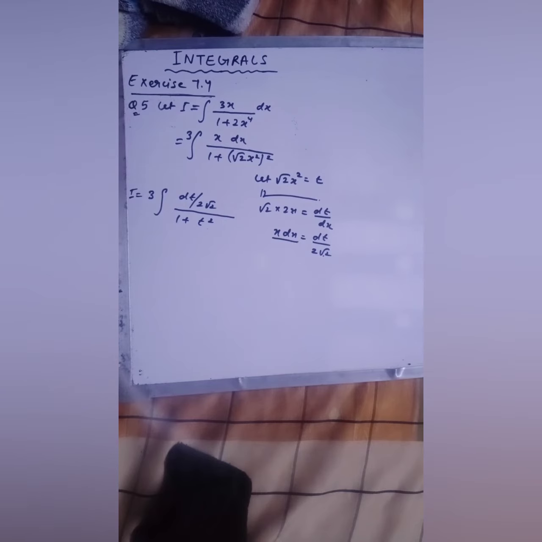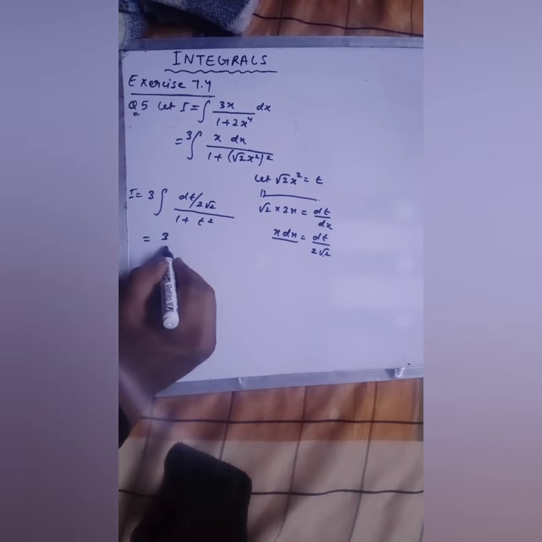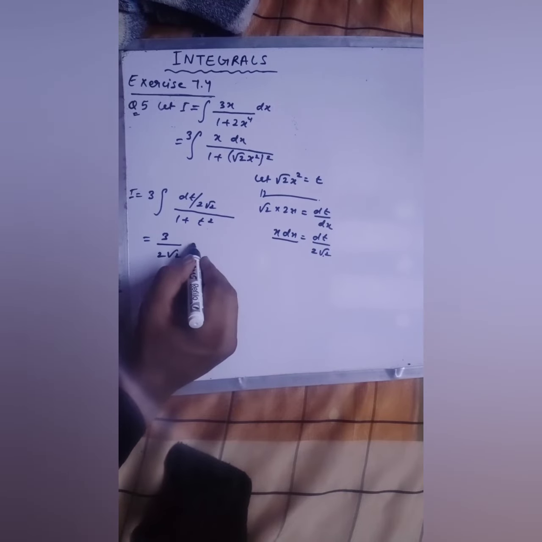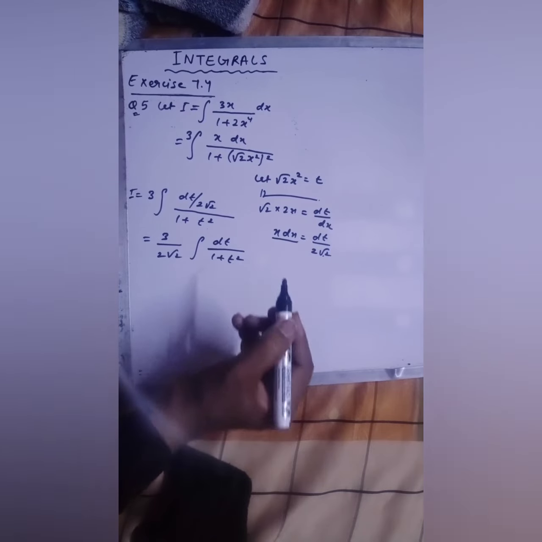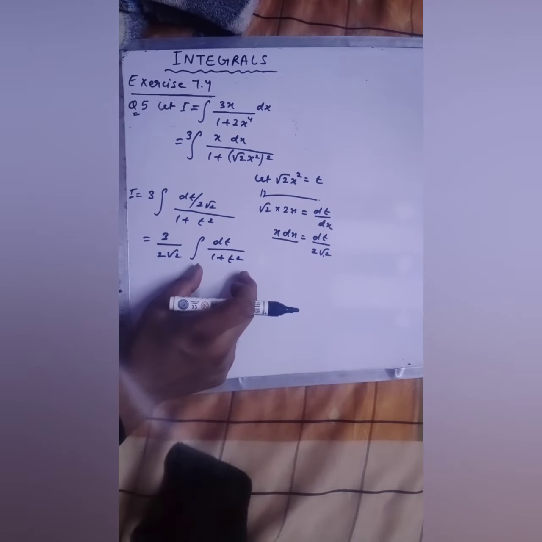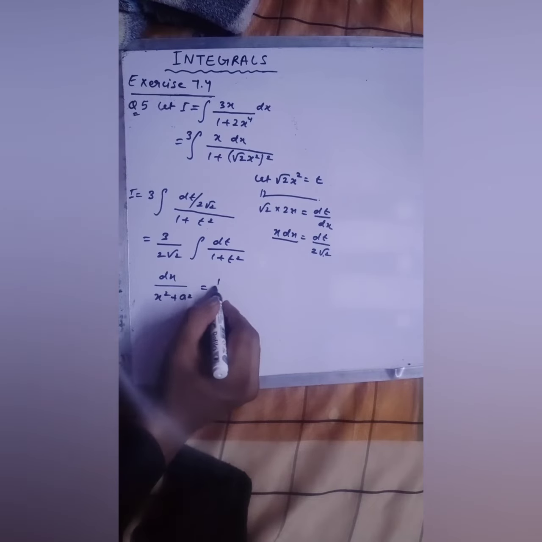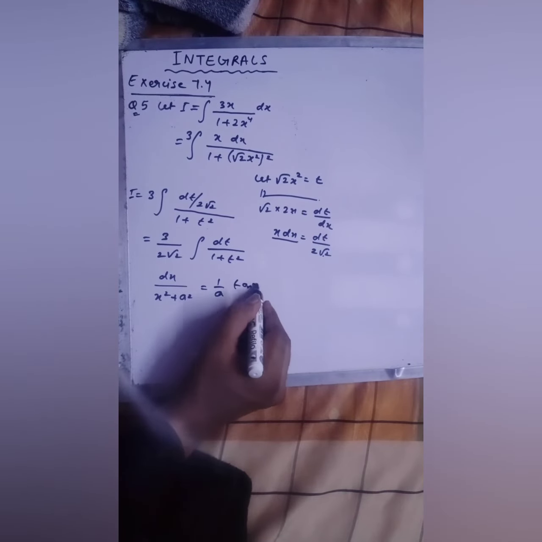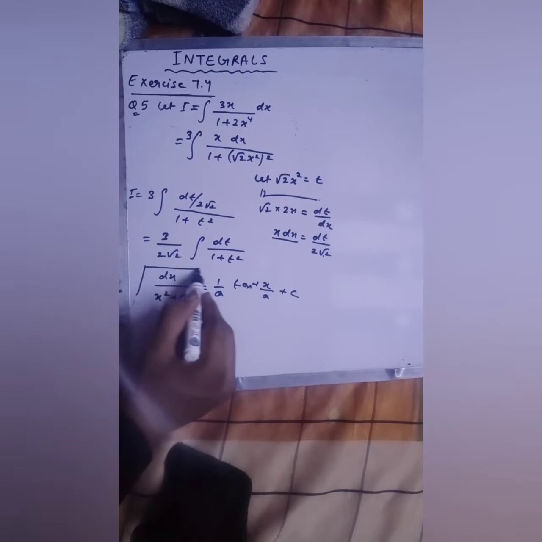Got it? Now this 2 root 2 will come in the denominator. It would be 3 over 2 root 2 integral dt by 1 plus t square. As you can see, this is a formula. I'm writing the general formula first: the integral of dx over x square plus a square is 1 by a tan inverse x by a plus c. So this is a general formula.